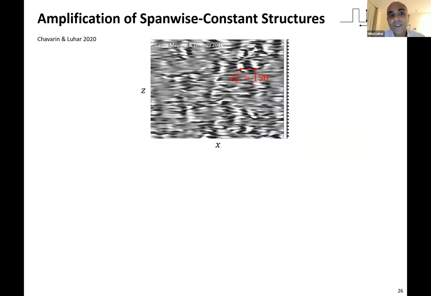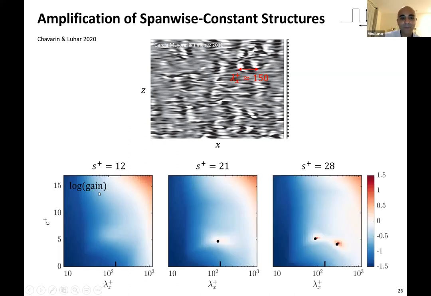We can also test for the emergence of these spanwise coherent rollers using the resolvent framework. Essentially, we look at the gain for modes with spanwise wave number zero, so infinite spanwise wavelength. And these are gain maps for riblets of different sizes. Again, rectangular riblets. And what I'm plotting is the log of gain for different streamwise wavelengths and different mode speeds.